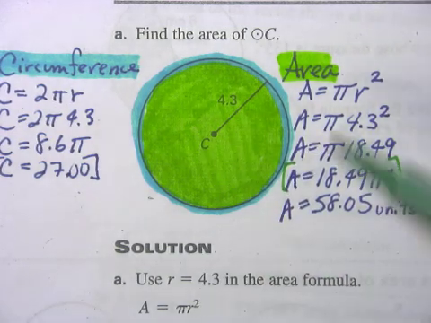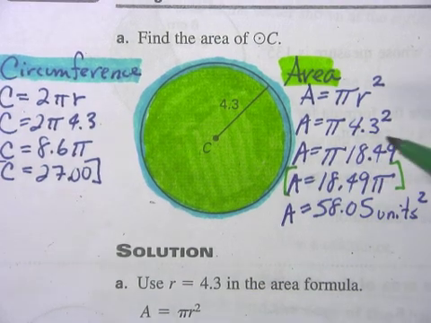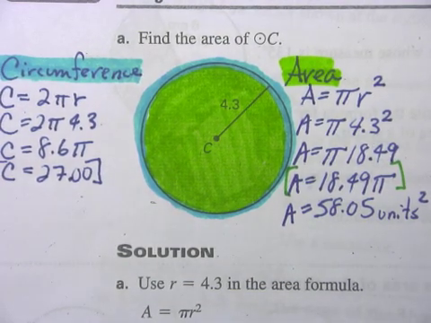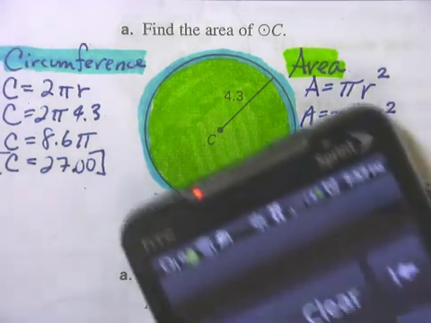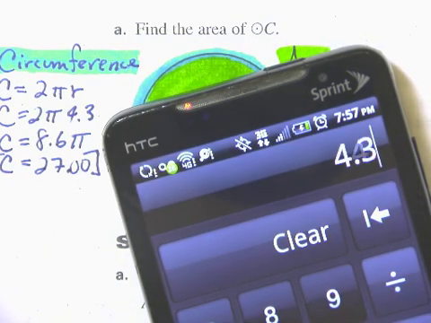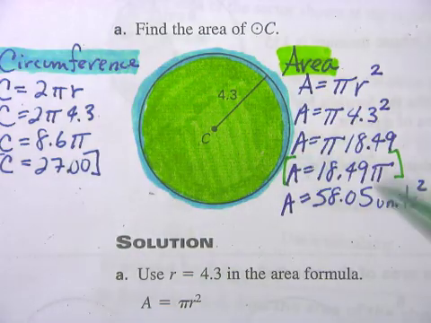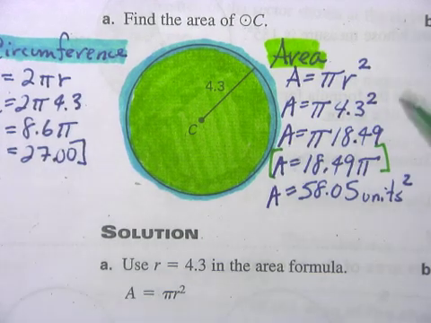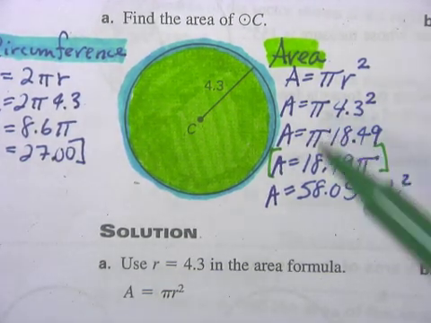So here my radius is 4.3. So the area is going to be pi times 4.3 to the second power. Now 4.3 to the second power does not mean 4.3 times 2. What it means is 4.3 times 4.3. So here's 4.3. I'm going to multiply it by 4.3, which is in essence squaring it, and that's going to give me 18.49. So 4.3 squared is going to give me 18.49.